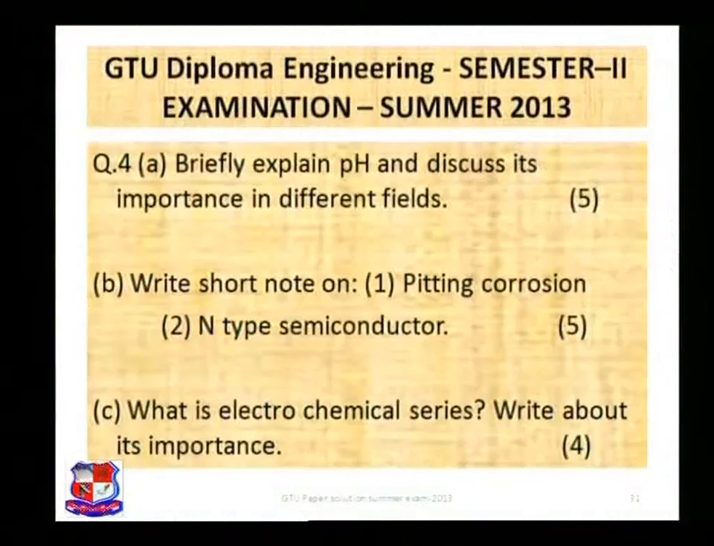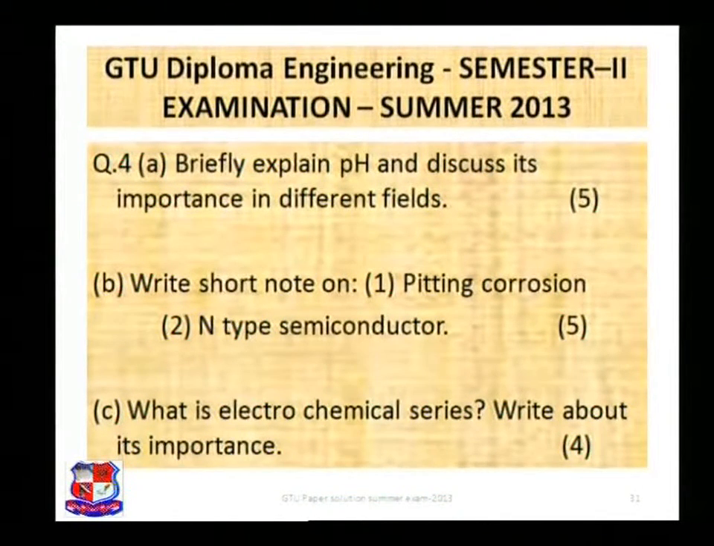Let us see the next question, that is question 4A, B and C. Question 4, A, consists of: briefly explain the pH and discuss its importance in the various fields. So this is again the applications of the pH in various fields and its importance. The second question is write a short note on pitting corrosion and N-type semiconductor, which has 5 marks weightage. The C part, that is the electrochemical series and the importance of the electrochemical series, has a weightage of 4 marks. The very important question that is covered in the GTU.